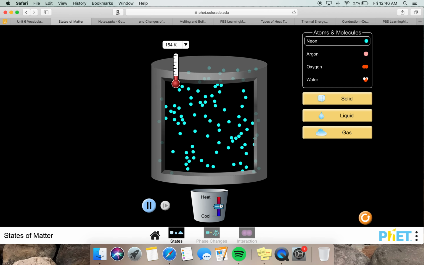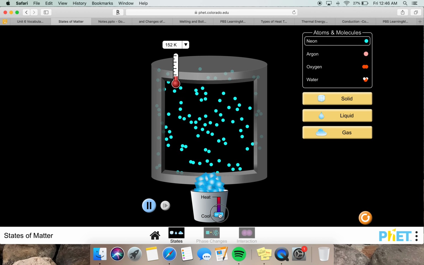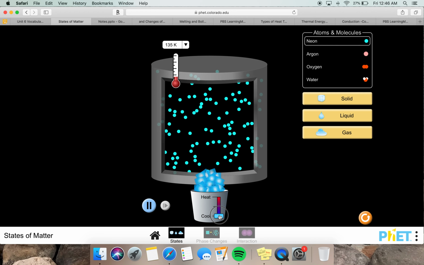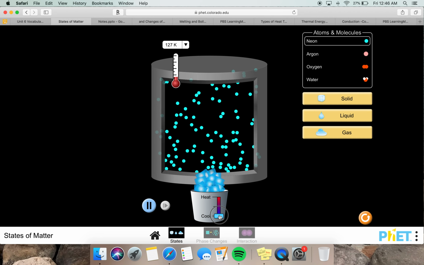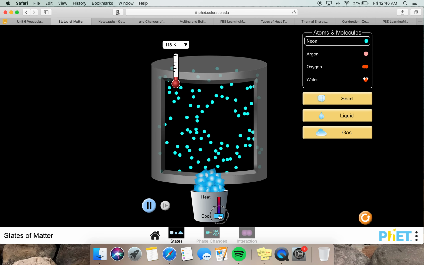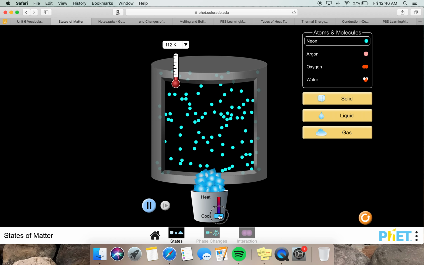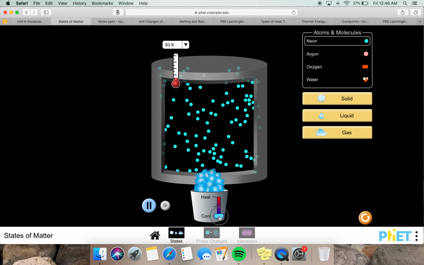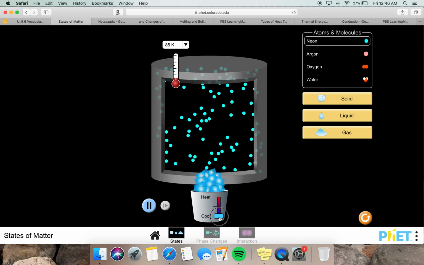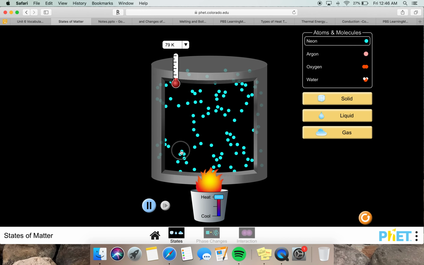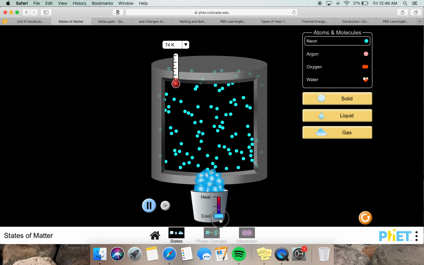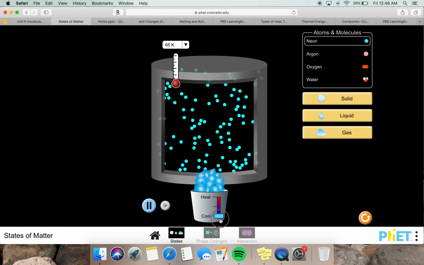Now, what would happen if I start to place ice cubes underneath? So now these particles are starting to lose thermal energy, and they're starting to slow down, so their kinetic energy is decreasing and they're moving a lot slower. So as these particles lose thermal energy, you notice that the temperature is also decreasing. The temperature is decreasing because the particles are not moving around as fast.